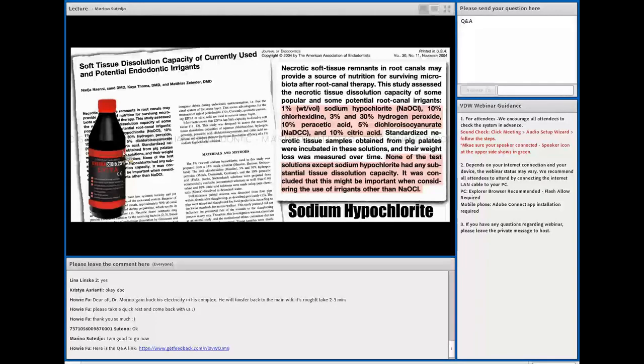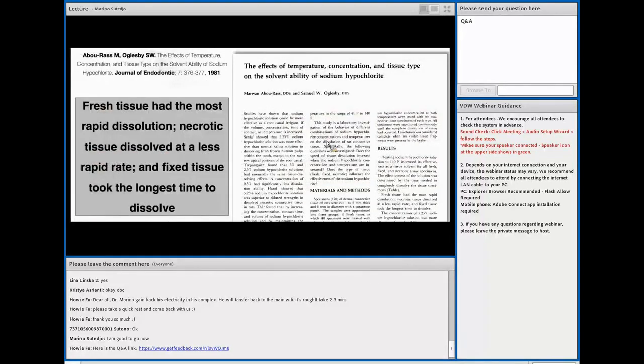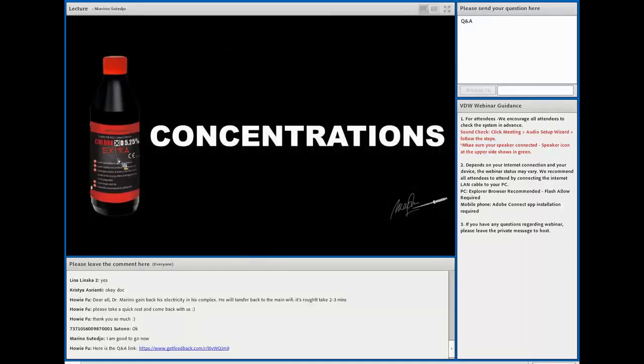This is a journal that has researched many irrigation solutions: sodium hypochlorite, chlorhexidine, hydrogen peroxide, peracetic acid, and also citric acid. What they say is that none of the solutions except sodium hypochlorite has any substantial capacity to dissolve tissue. Therefore, we need to consider that sodium hypochlorite is a must-use irrigation solution for our irrigation protocol in endodontic treatment. Regarding the capacity of sodium hypochlorite to digest tissue, the fresher the tissue, the more rapid the dissolution. If we are dealing with necrotic tissue, the dissolution time of sodium hypochlorite is longer compared to fresh tissue. And the longest time to digest is fixed tissue.